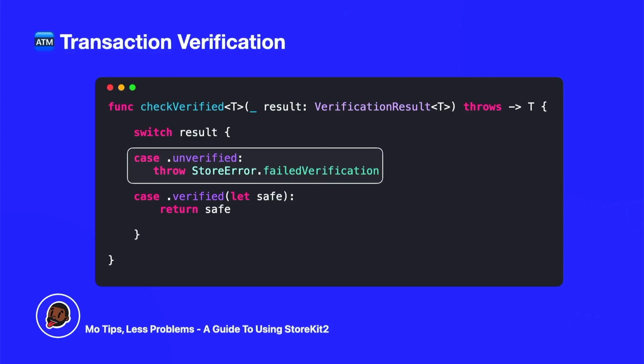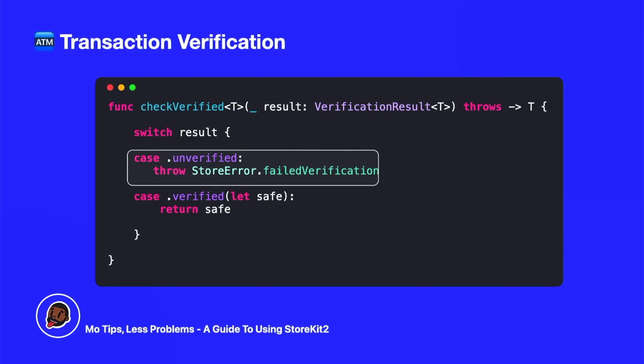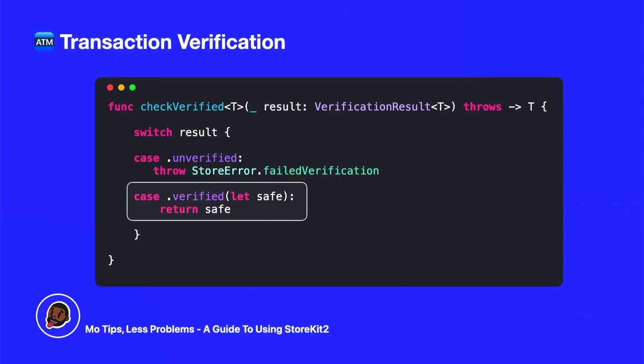The whole point of this function is basically if someone is unverified, we're going to throw some kind of error to say, okay, you're not verified. And if everything's okay, we're just going to return the value that we get back from this associated item to say everything's all right.